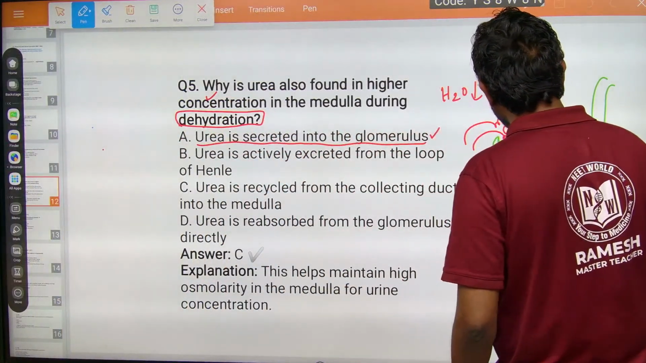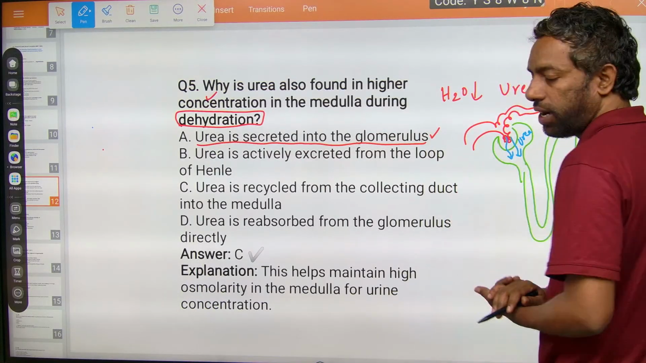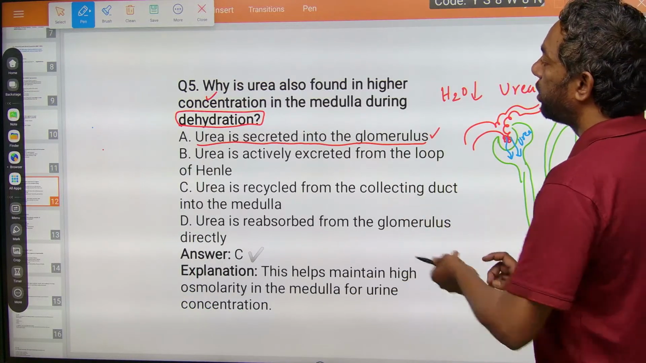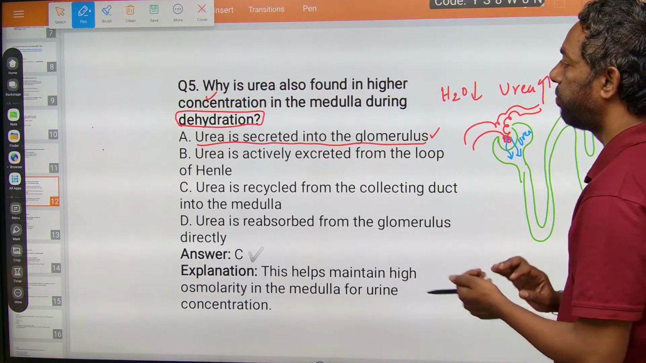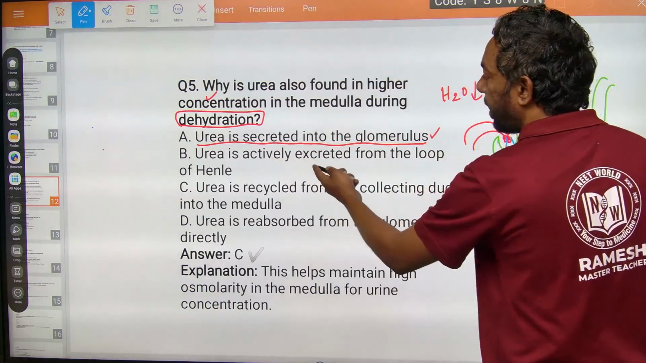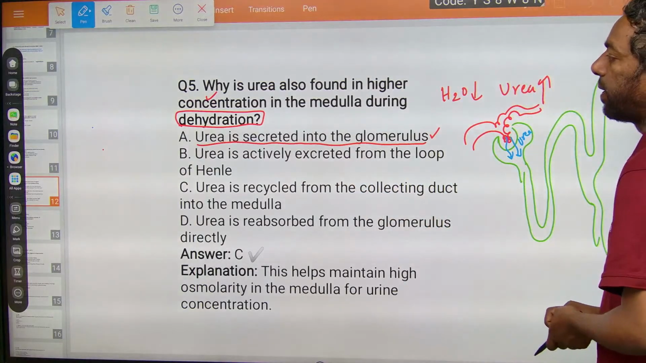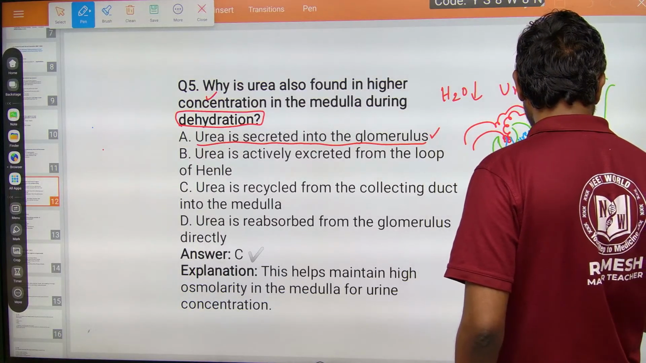Urea from the glomerulus to Bowman's capsule: absolutely, it can be filtered. Secreted into the glomerulus, okay, of course it is filtered. Urea is actively excreted from the loop of Henle. Here in the loop of Henle there is a concentration of urea.